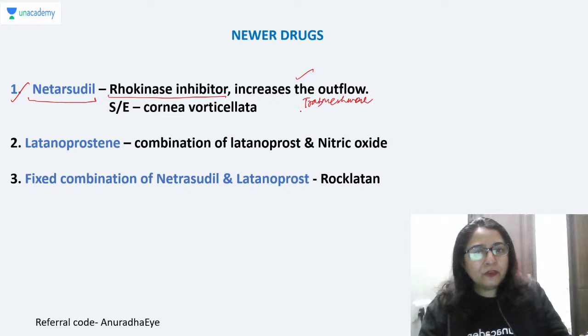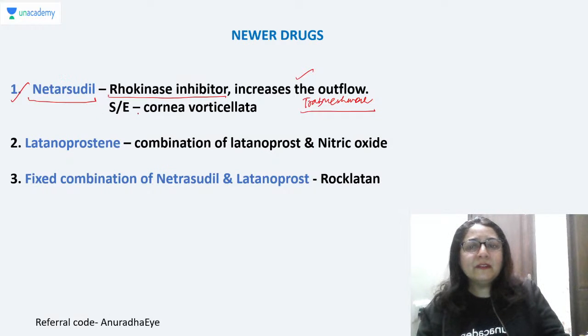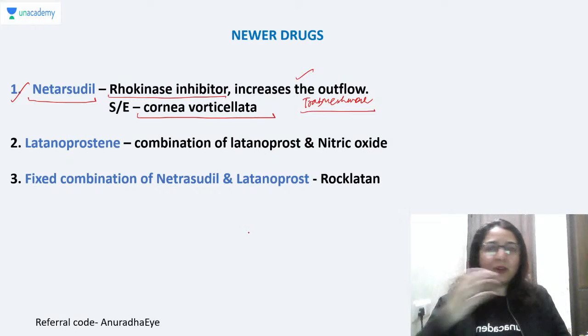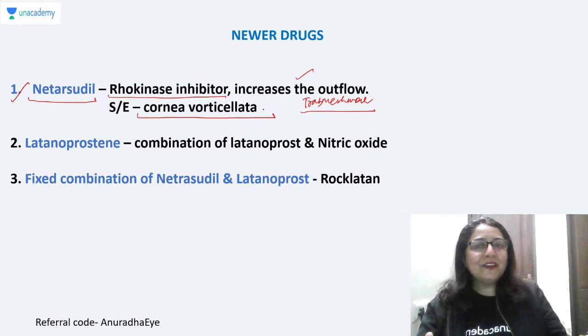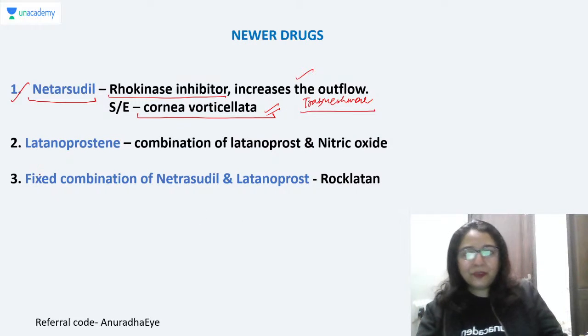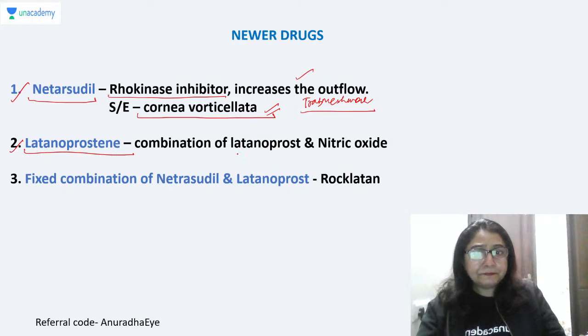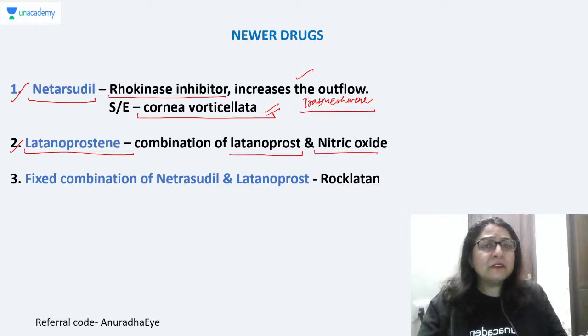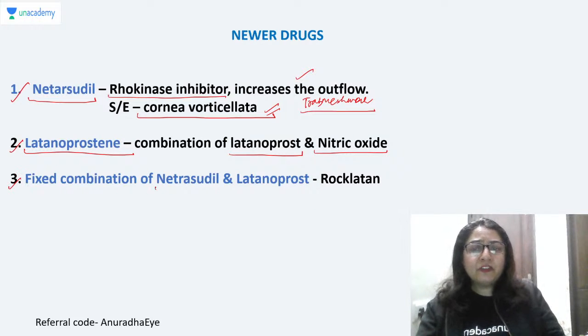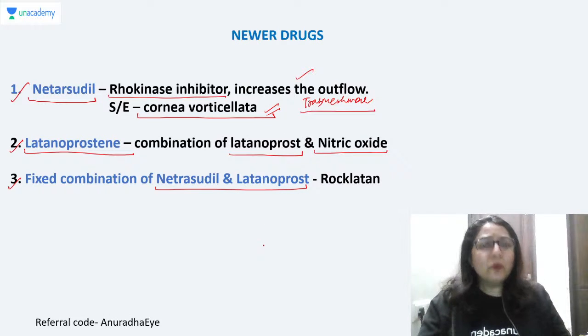And one important thing to be remembered about netarsudil is that this can also cause cornea verticillata or vortex keratopathy. So just like your chloroquine, amiodarone, etc., another drug added for the vortex keratopathy is your topical netarsudil. Then there is a new combination which is available by the name of latanoprostene bunod. It is a combination of latanoprost and nitric oxide. And we have a fixed combination of netarsudil and latanoprost also available by the name of Rocklatan.